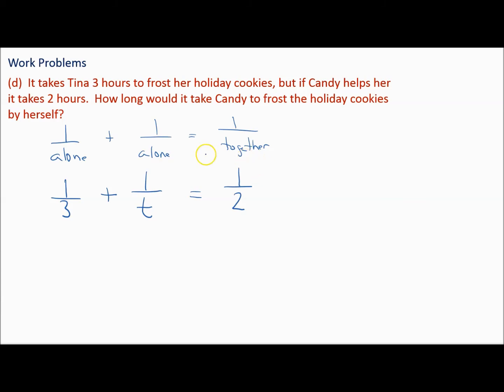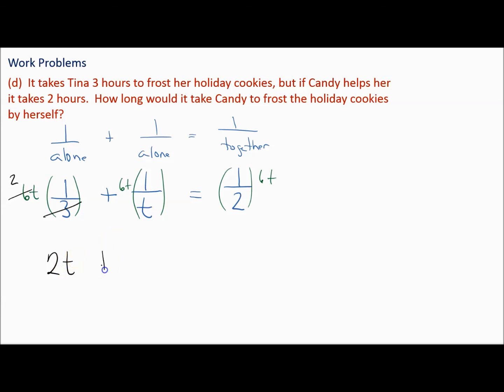We need to multiply this by the least common denominator. For 3t and 2, we know that is 6t. So I'm going to multiply all 3 of these fractions by 6t. Why? Because it clears the fractions. So what happens is 3 divides into 6 2 times, so that just simplifies, and now we have 2 times t times 1, which is 2t.